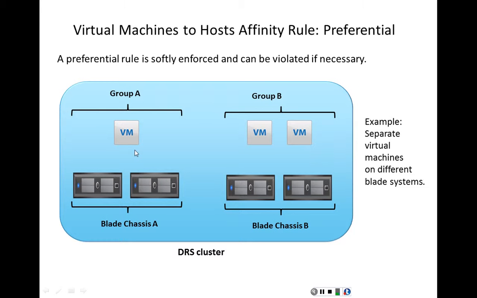Preferential is where I would prefer that this group of virtual machines gets run on one of these ESXi hosts, and that these virtual machines run on these ESXi hosts. But if these ESXi hosts crash, well, then that's okay. We can have the virtual machines run on the other ESXi hosts.